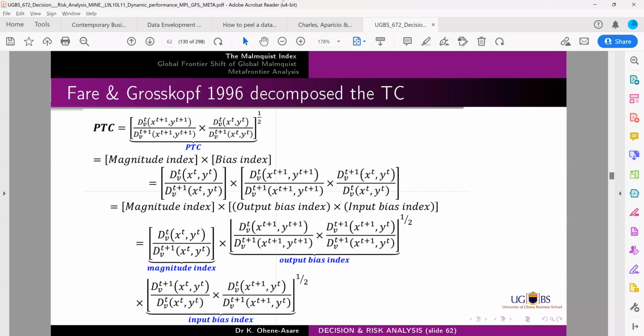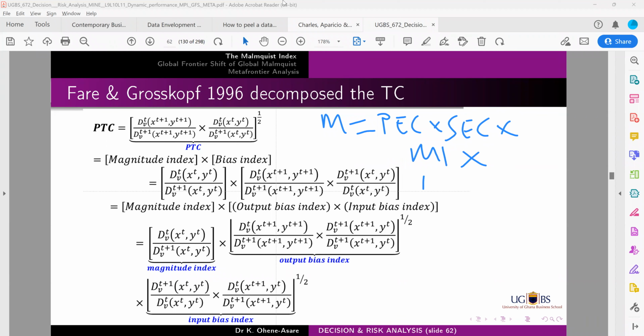So if you're looking at this, the Malmquist will be equal to the pure efficiency change times the scale efficiency change. And then instead of the pure technological change, you have the magnitude index times the input bias times the output bias. Okay, call it a 5-factor decomposition. And again, if you read the paper by Fair and Groskopf, you'll be able to get that. But I'm not going to treat that one here. It's just on the pure technological change.